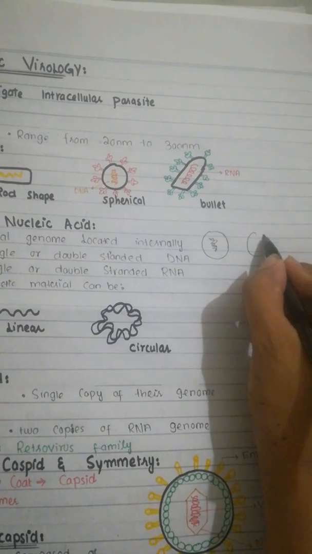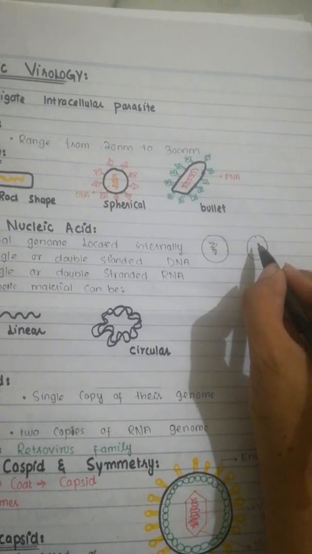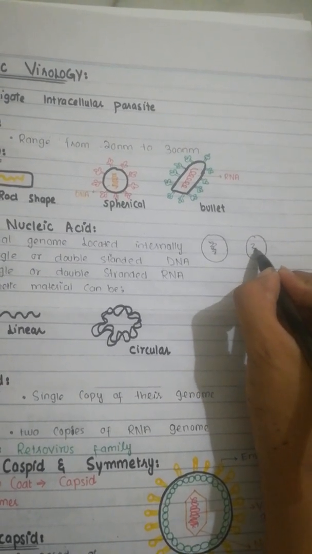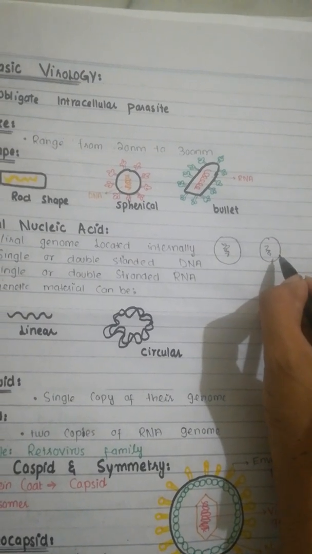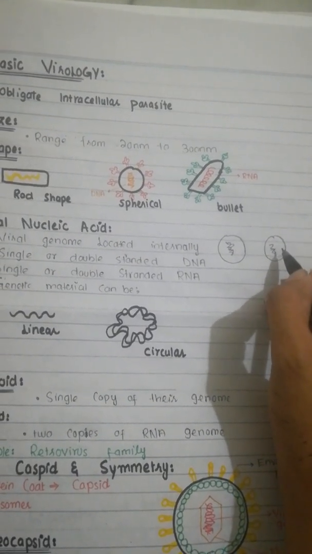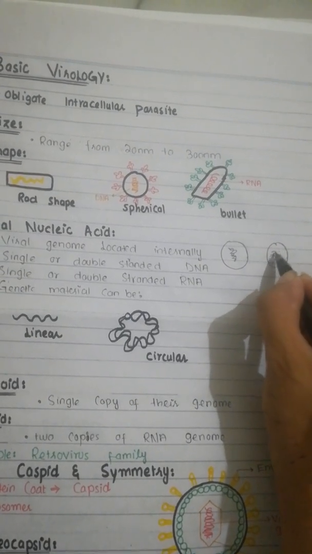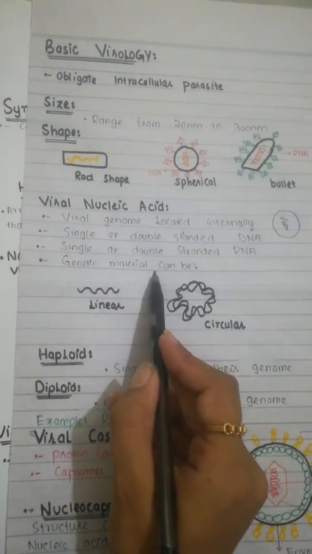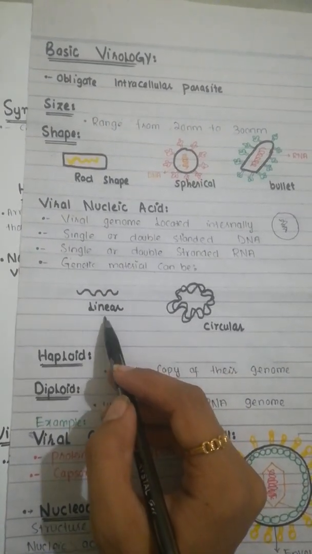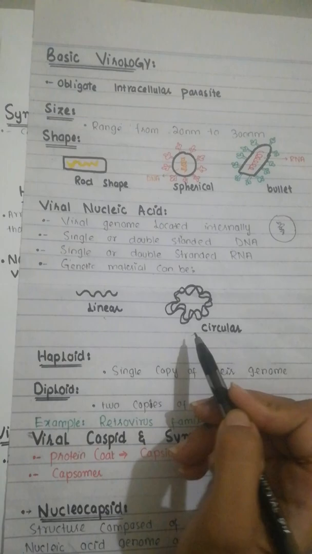And most of the RNA viruses contain two copies of their genetic material, or the RNA can be in the form of segments, like this segment. Now, the genetic material can be in the form of linear or circular.